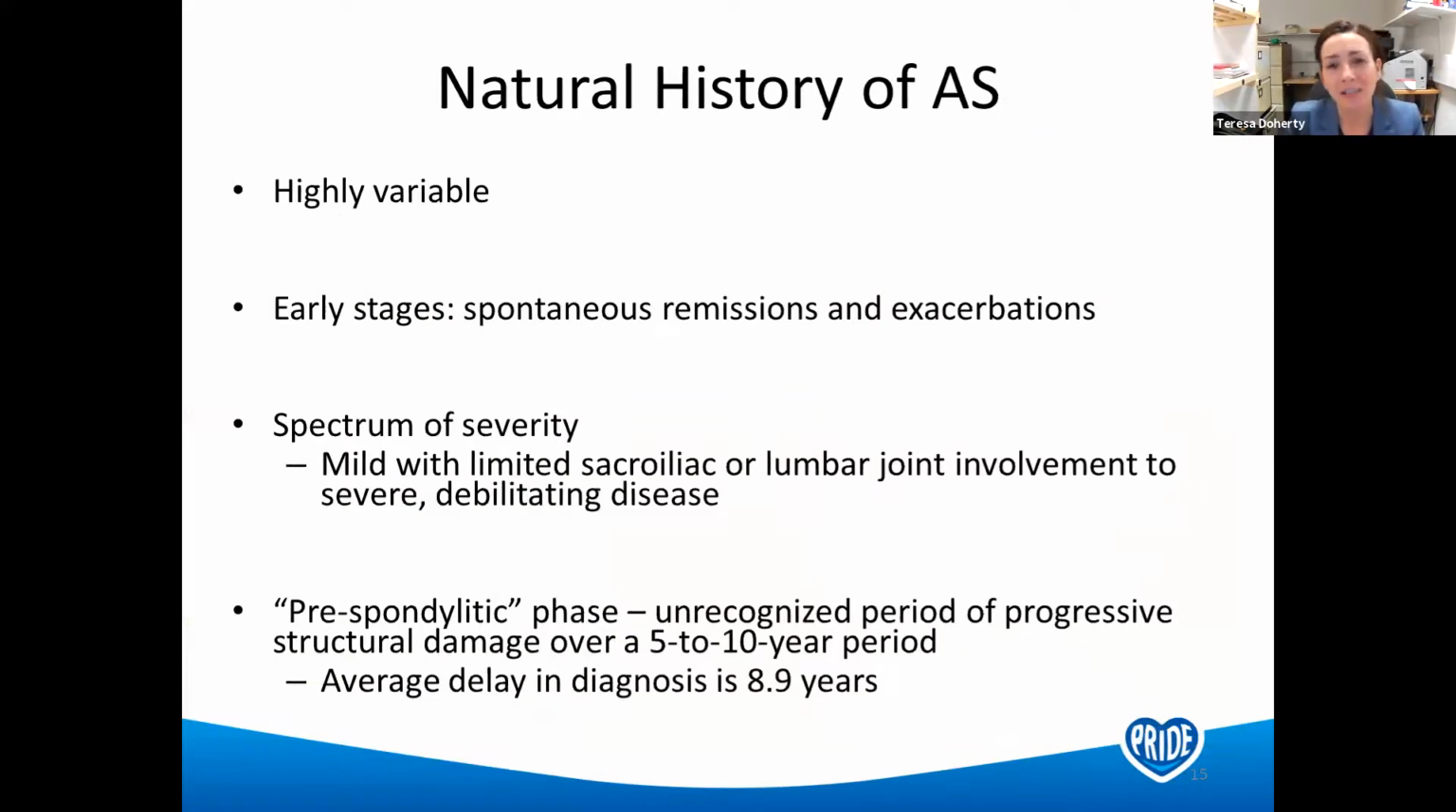Okay, so the natural history of ankylosing spondylitis is a highly variable presentation. In the early stages, it's characterized by spontaneous remissions and exacerbations, as Leonard Trask had described. But there is a spectrum of severity. It can be mild and limited to the sacroiliac joints, or it can be more generalized, affecting multiple areas in the spine, and can be severely debilitating in some patients. There's a pre-spondylitic phase that can be unrecognized, and this is the 5 to 10 year period where real, irreversible damage can happen, and that delay can be up to 9 years.